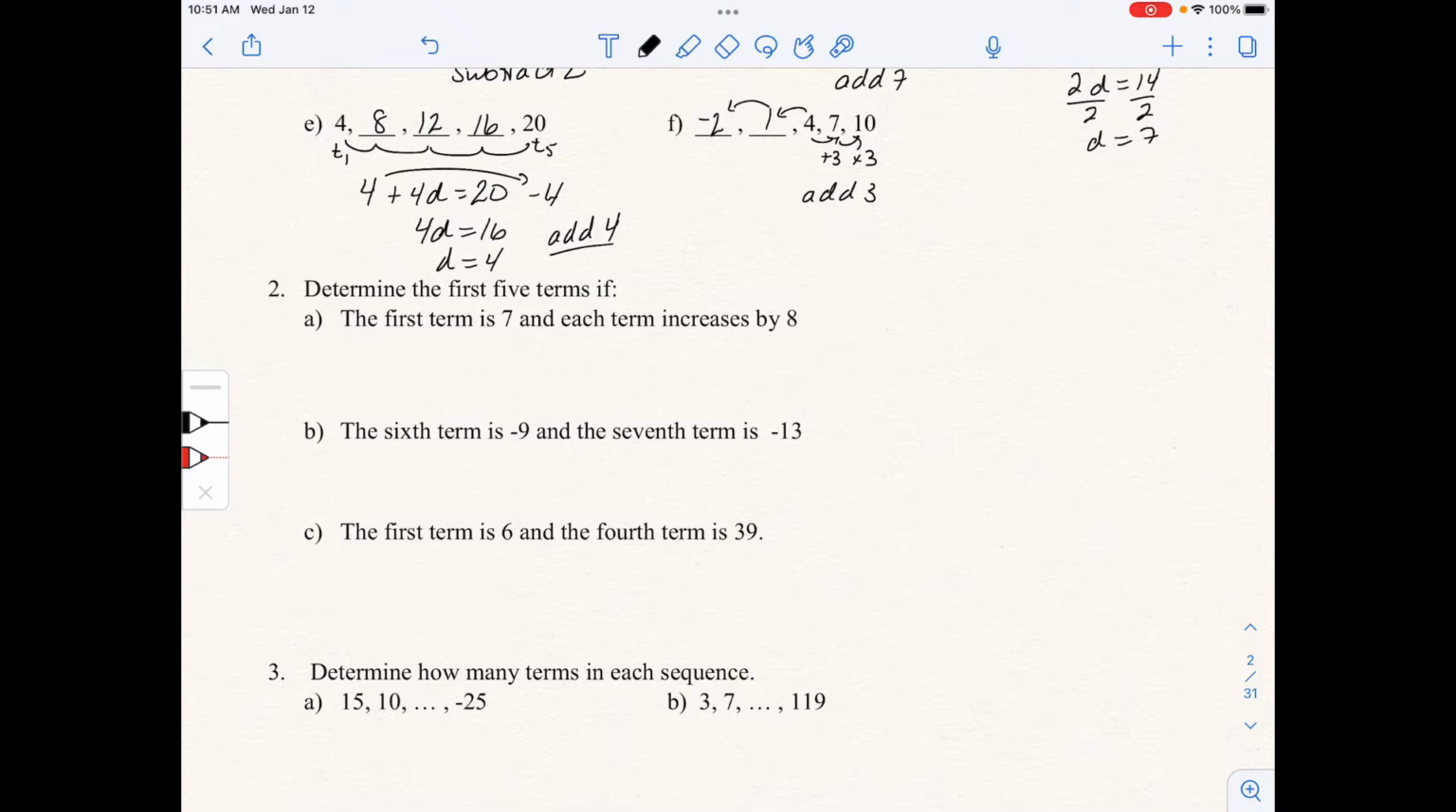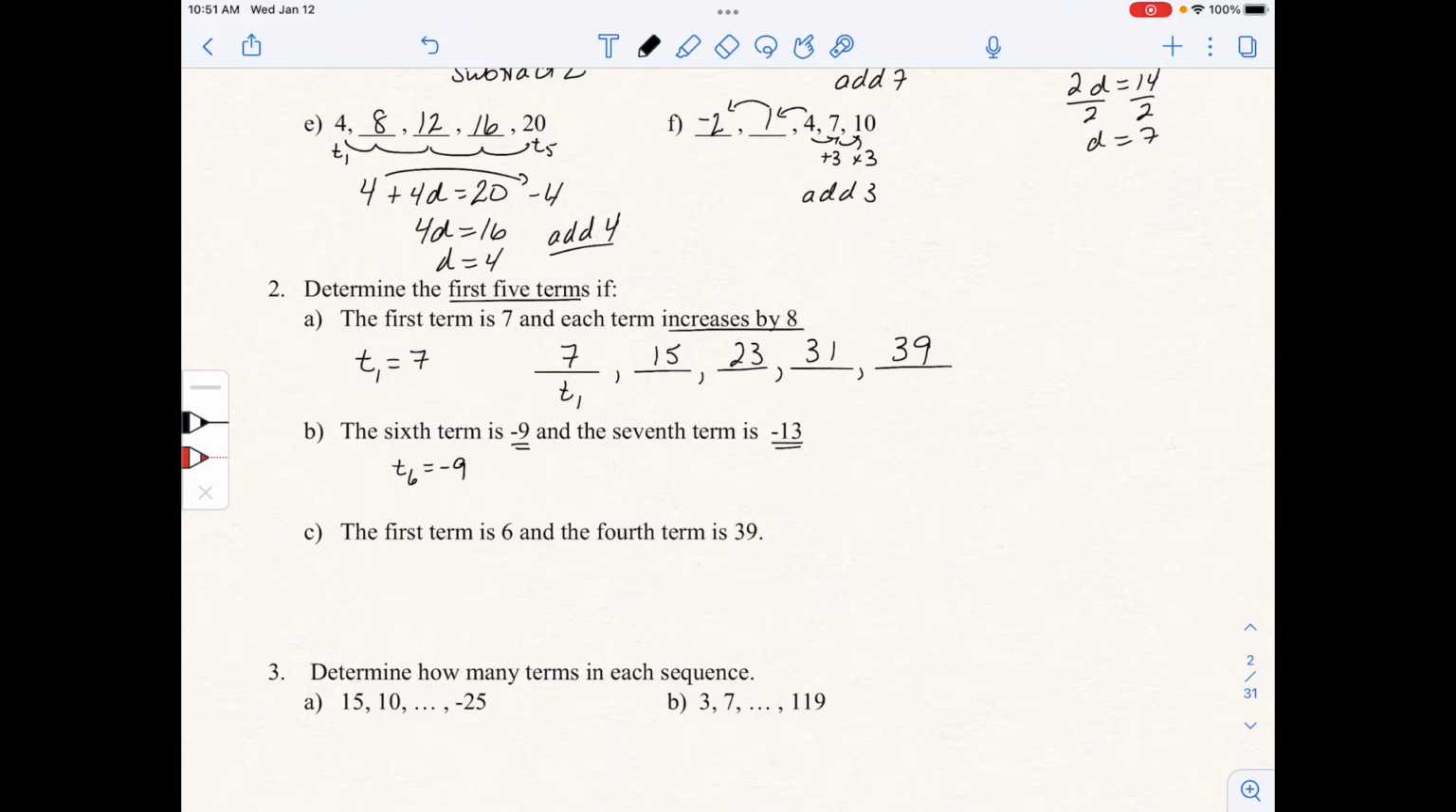All right, determine the first 5 terms. If the first term is 7, the term 1 is 7. We're just going to identify T1 with a little subscript 1. T1 equals 7. That means our first term is 7, and we want the first 5 terms. So the first term would be 7, increasing by 8: 15, 23, 31, and 39.